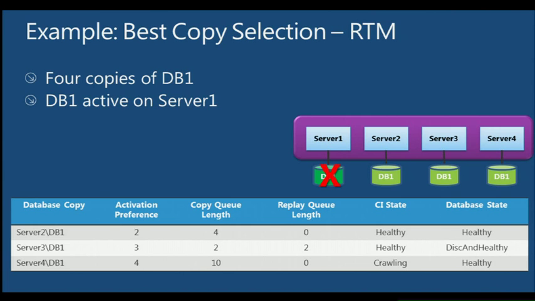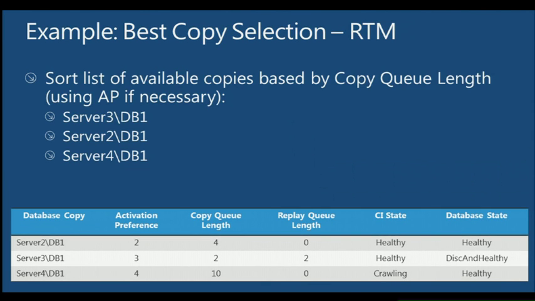Now Active Manager invokes the best copy selection process. How does it do it? It sorts the list. So we've got 3 copies in our sorted list, the copies on 2, 3, and 4. In RTM, we're sorting them initially by copy queue length. So if you look, which one has the lowest copy queue length? Server 3. So server 3 is at the top of the list. Server 2 has a copy queue length of 4. That's the next highest one, so it's next. And server 4 has the biggest copy queue length, so it's at the bottom of the list. We don't have to break any ties by activation preference because we don't have any ties to break. We just sort the list like that.